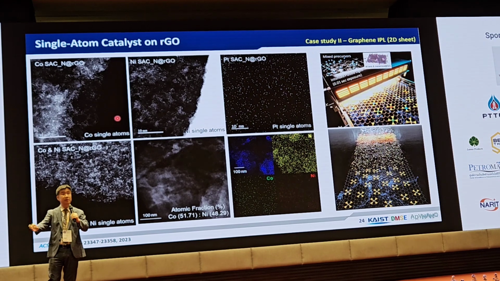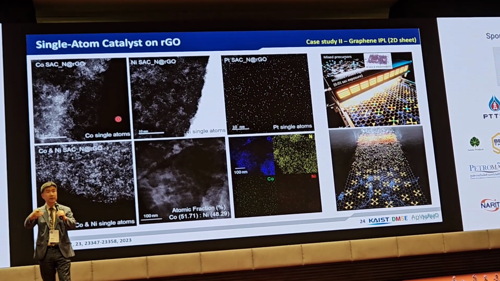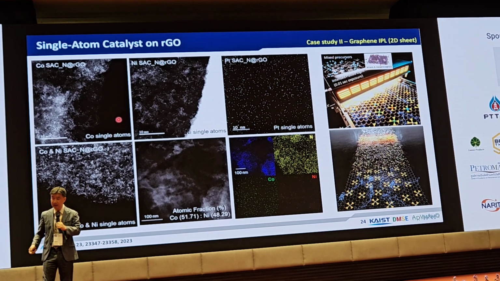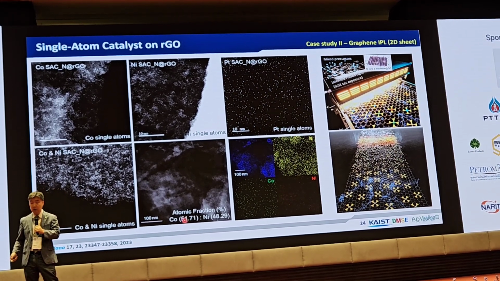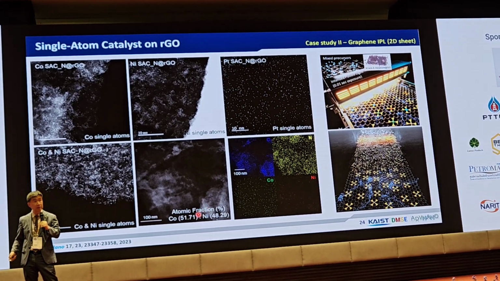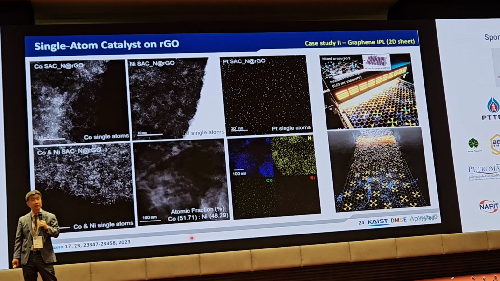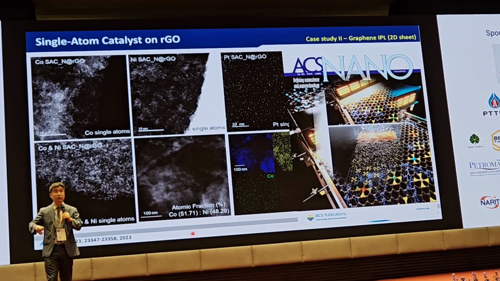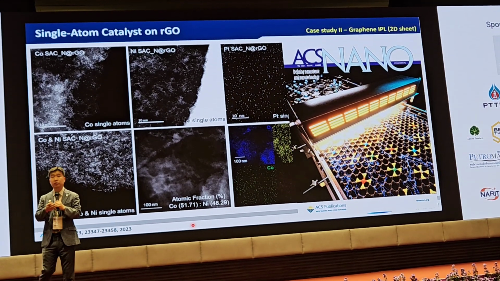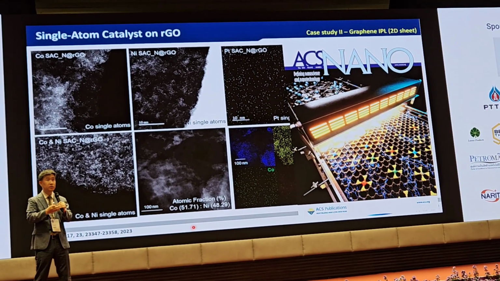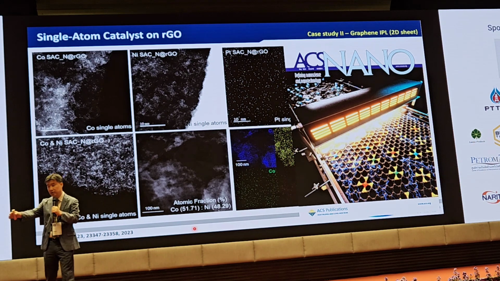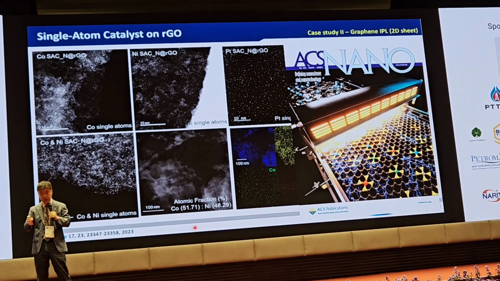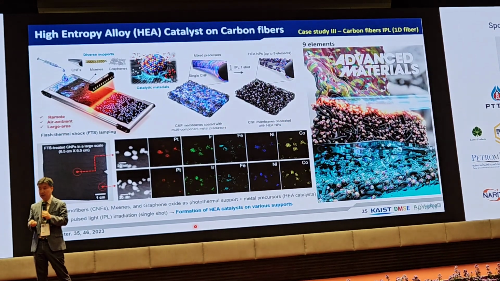Also, we can mix two precursors, right? Cobalt and nickel, and we can control the relative amount. In this case, 52% cobalt and 48% nickel are well formed using this IPL, the light exposure. Now we are extending this material to a broad range of applications: chemical gas sensors, and also energy applications, the hydrogen evolution reaction, and also oxygen evolution reaction catalysts.